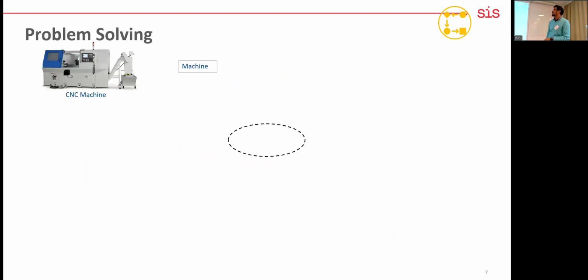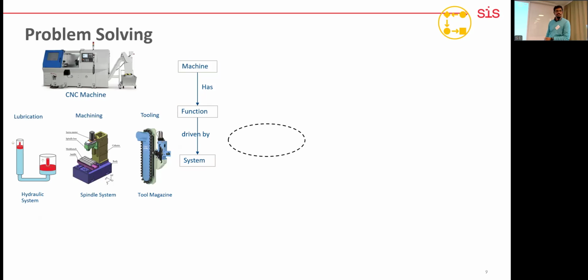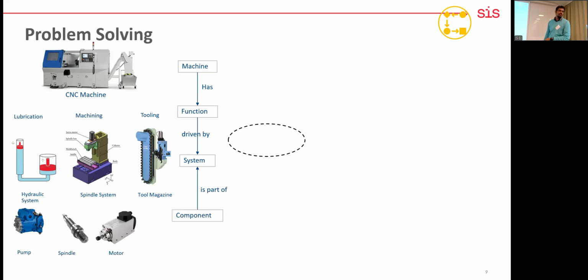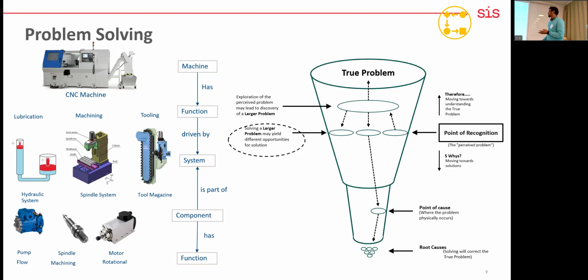What we have to do is, okay, let's take a CNC machine. We need to break it down into functions, into systems, into subcomponents, and so on and so forth. So we need a system hierarchy where we have the exact component position. So we have to follow a problem-solving approach. We cannot solve this big problem. It's even impossible.